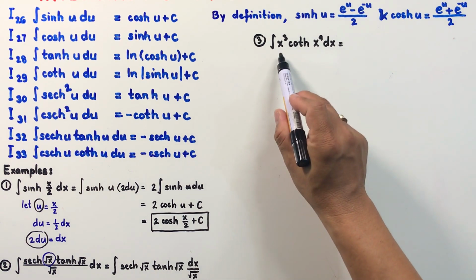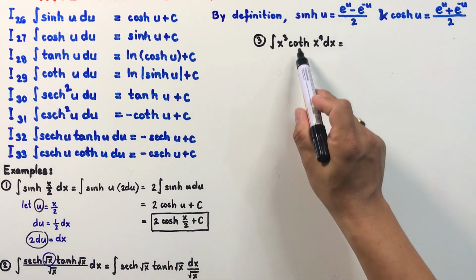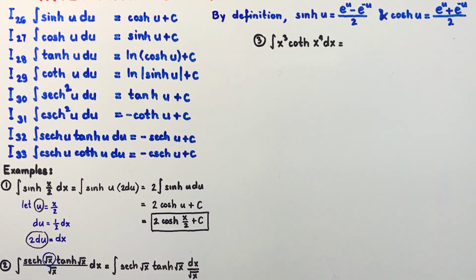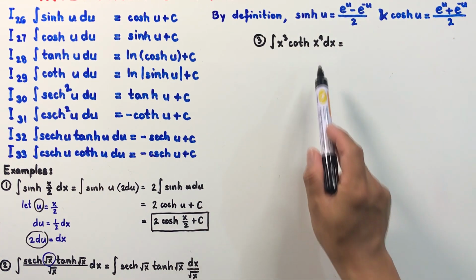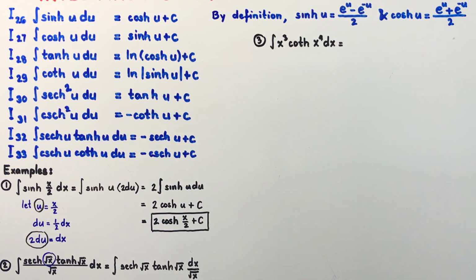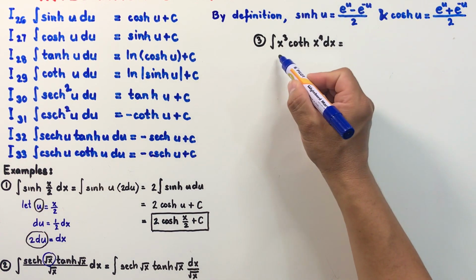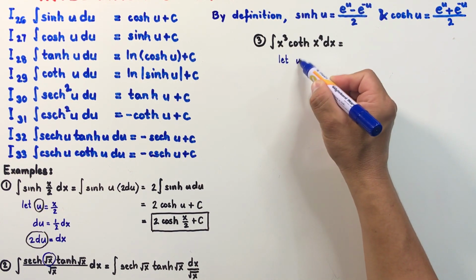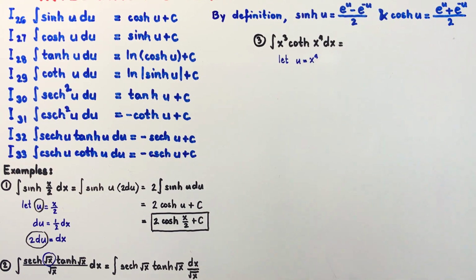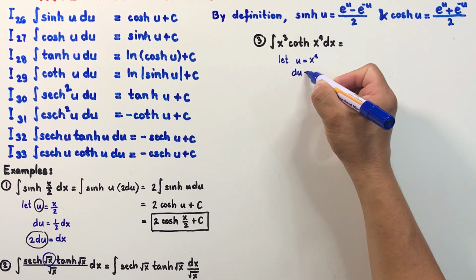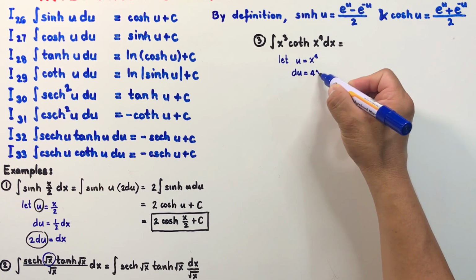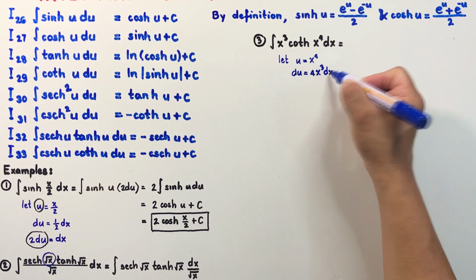What is the integral of x cubed times the hyperbolic cotangent of x to the power of 4 dx? Now, looking at this integrand, it might resemble formula 29 here, but we have an extra x cubed there. So at a first guess, we say that our u is x to the power of 4, and our guess will be a correct guess, because if we take the differential of this x to the power of 4, this is 4x cubed dx.